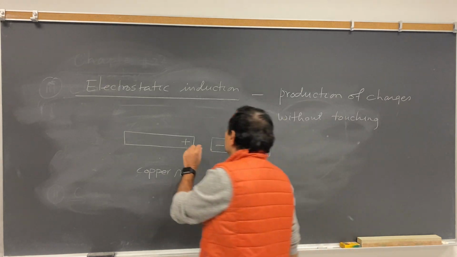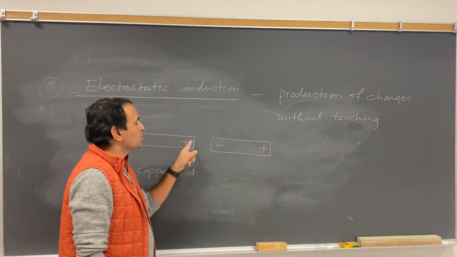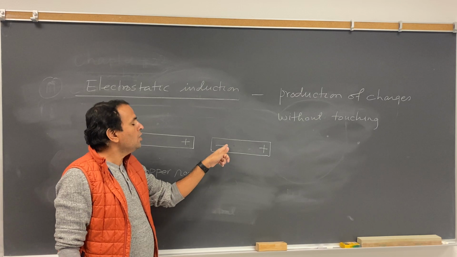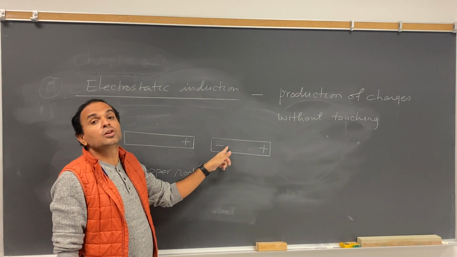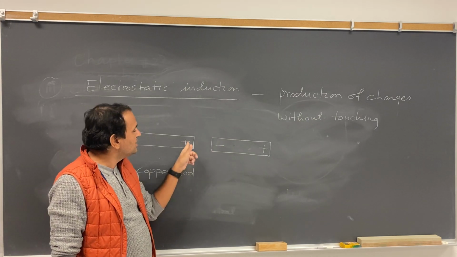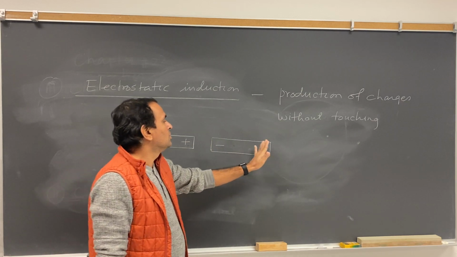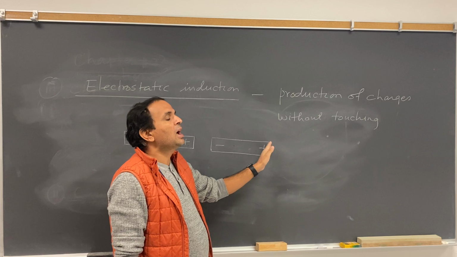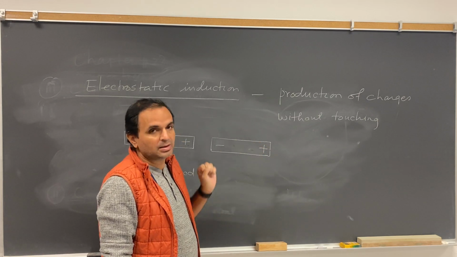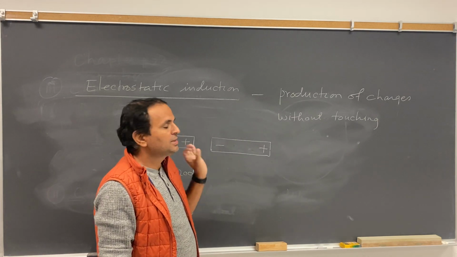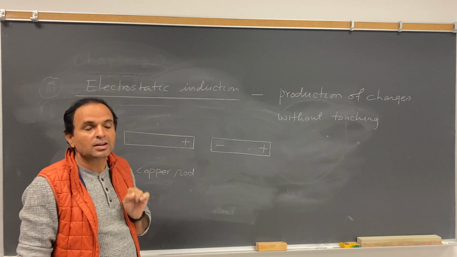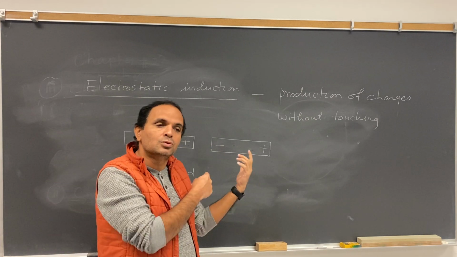What happens is, if you bring this positively charged rod close to the neutral rod, all electrons here, the electron is negatively charged, they are attracted by this positive charge. That's why the electrons come to this side, and on the other side you have an excess of positive charge. So this end becomes positively charged, this end becomes negatively charged. You simply separate the charge, but still I use the word production.